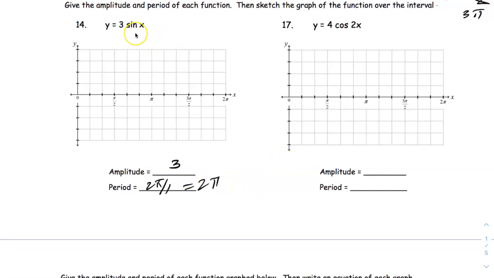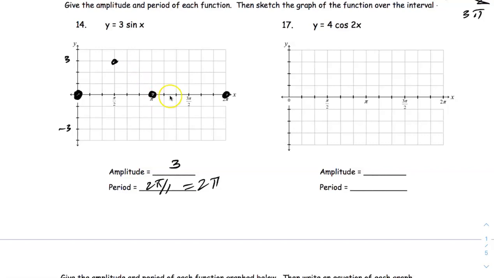I'm graphing a sine function, so remember sine starts at the origin. So I'm going to start here. I'm going to end at my period, which in this case is 2 pi, so over here. Halfway in between. And halfway in between these two is my highest. So again, my amp is 3, so the highest I could go is here. The lowest I could go is here. So half between these two is my highest, which would be right there.